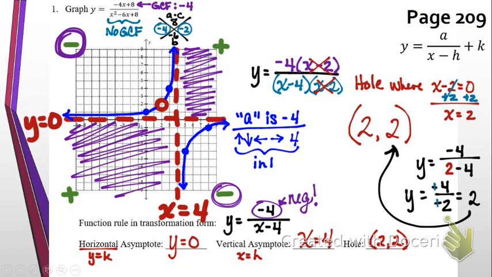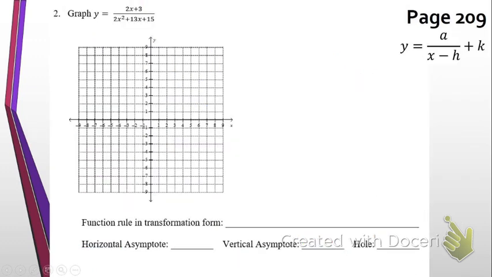Let's go look at number 2. Does the numerator have a GCF? No GCF. So can I factor the numerator? Nope. So I'm going to leave it be then. Y equals 2x plus 3. Does the denominator have a GCF? No. Nope.